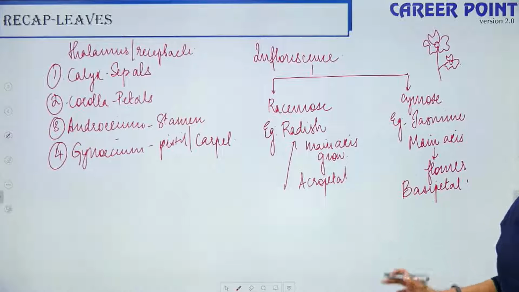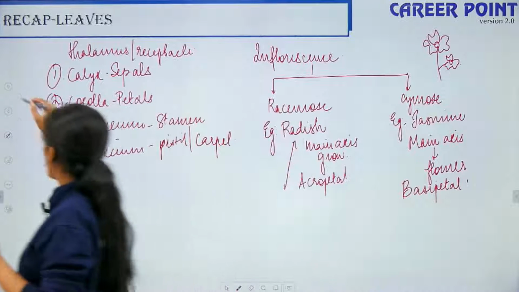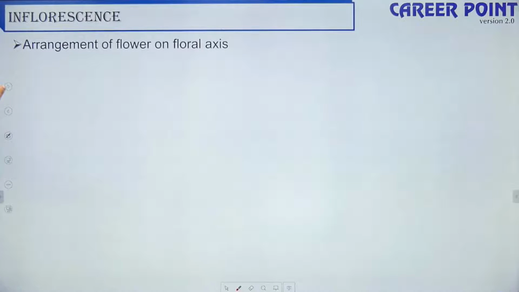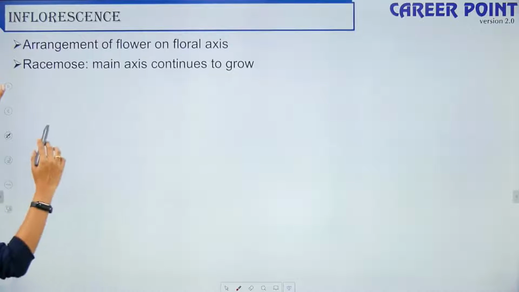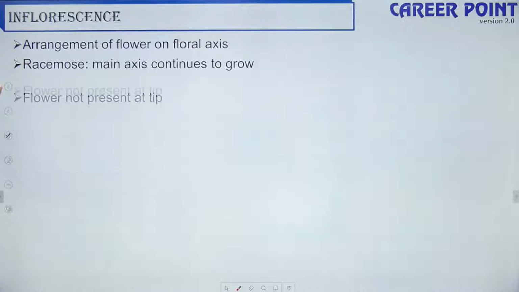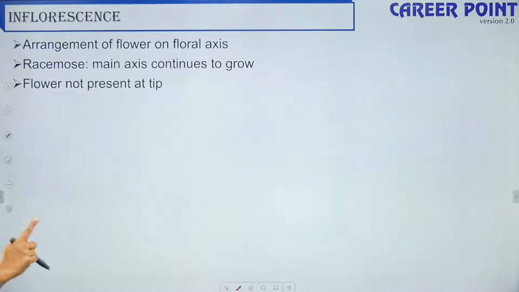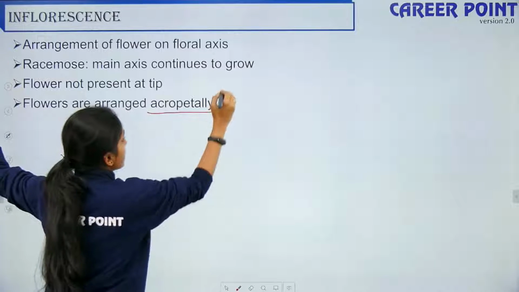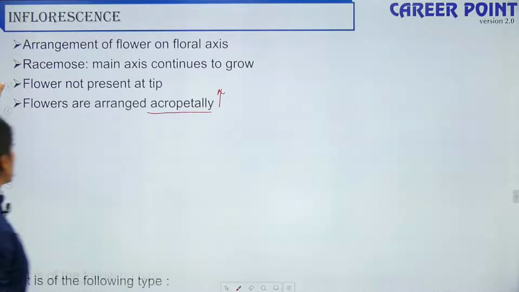Yes, so this is the basic introduction I was talking about inflorescence. So now we'll move forward with the further type of inflorescence. So arrangement of flower on a floral axis is inflorescence. So in racemose, the main axis continues to grow and the flowers are borne on the lateral branches. Okay. So then moving forward, the flowers are not present at the tip, the flowers are present at the side because the main axis is growing. So the flowers are arranged acropetally, meaning the flowers face upward. So this is acropetal fashion.